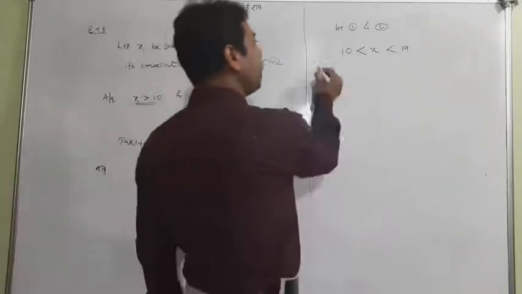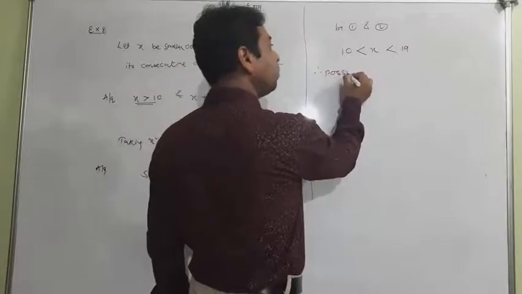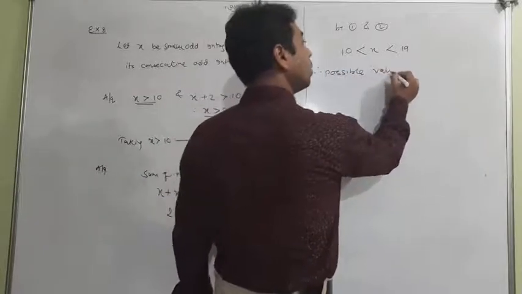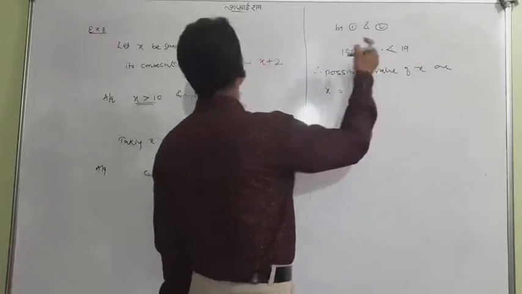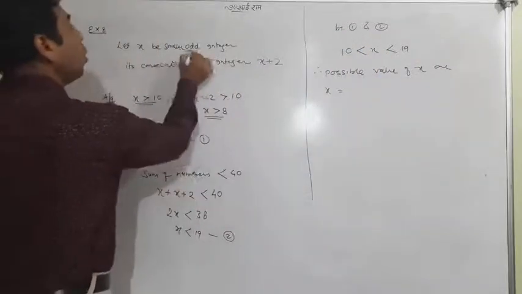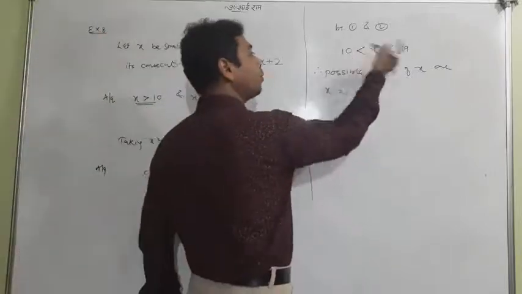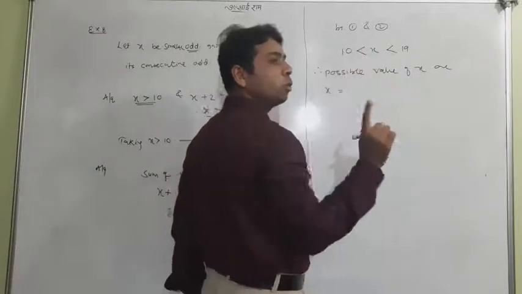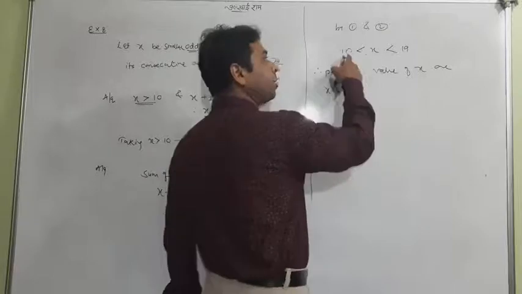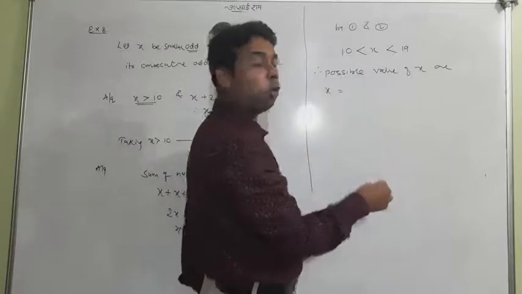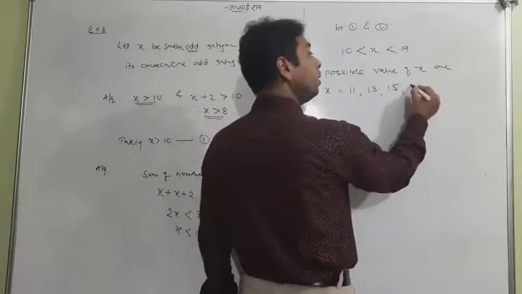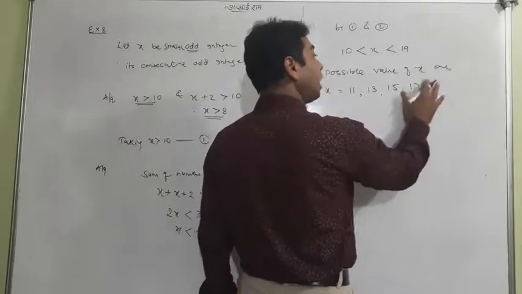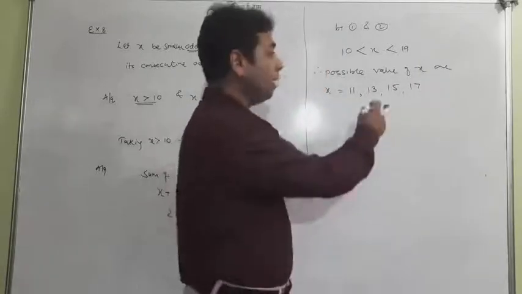Now, what are the possible values of x? X must be a positive odd number. After 10, it is not an equal sign, so I can't take 10; even 10 is an even number. You have to choose only odd numbers, like 11, 13, 15, 17. You can't take 19, it is only for x.